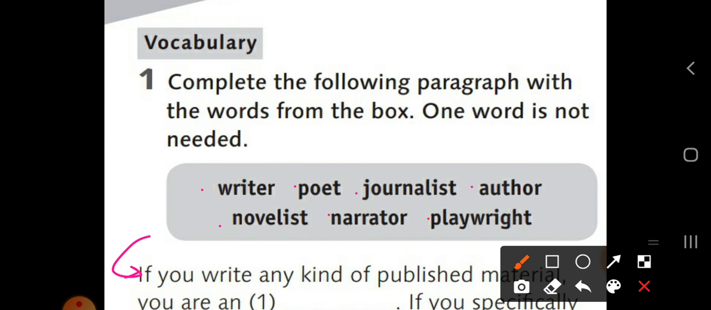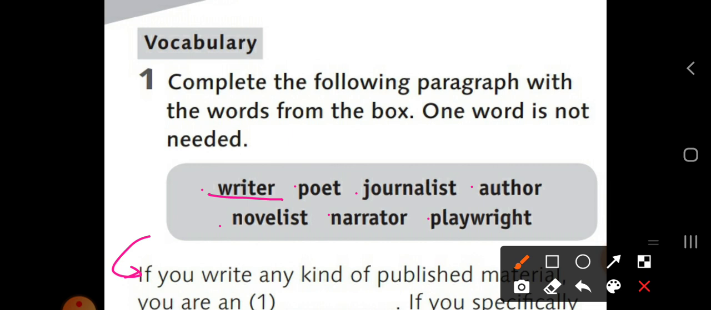Before we fill the paragraph with the words, let's just revise these words together. We have explained them before, but let's revise them. Now, we have the word writer. If someone writes for pleasure, he or she is a writer. What is the meaning of for pleasure? للمتعة. I just write for pleasure. Okay, so I am what? I'm a writer. Poet. A person who writes poetry. شعر. He is a poet. شاعر.